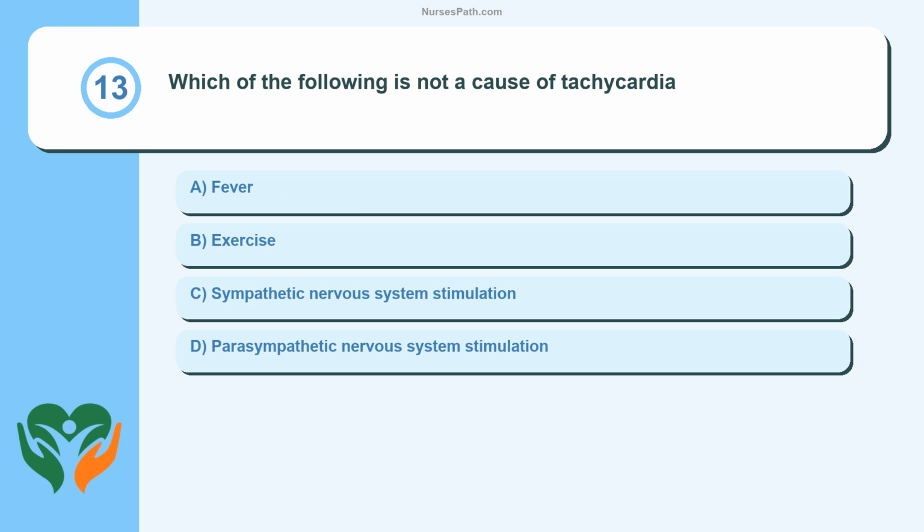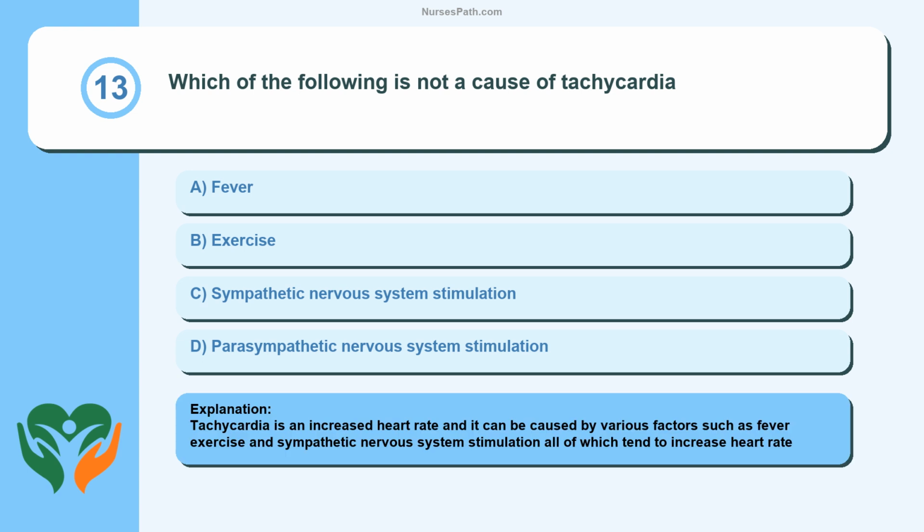Question 13. Which of the following is not a cause of tachycardia? Fever, exercise, sympathetic nervous system stimulation, parasympathetic nervous system stimulation. Tachycardia is an increased heart rate, and it can be caused by various factors such as fever, exercise, and sympathetic nervous system stimulation, all of which tend to increase heart rate.